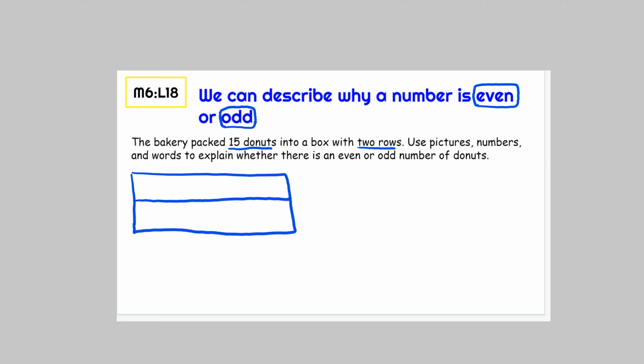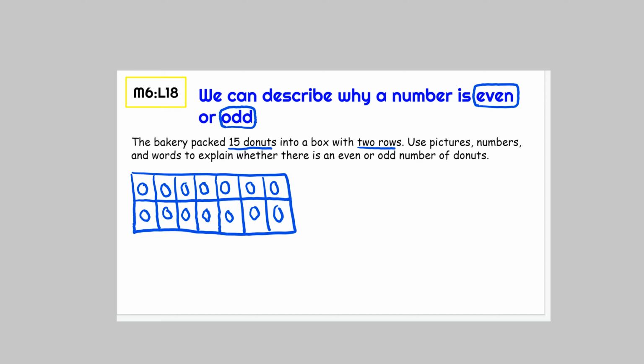So when I think about even numbers, I think about pairs. So I'm going to count by 2s to get up to 15. So if I have 2 pairs of donuts, another 2 would give me 4, 6, 8, 10, 12, 14. So right now I have 2 groups of 7, but I need to make 15 donuts.